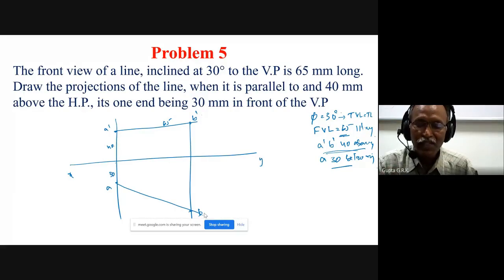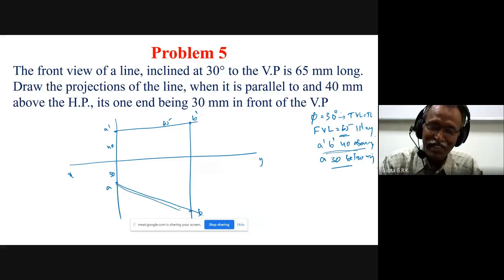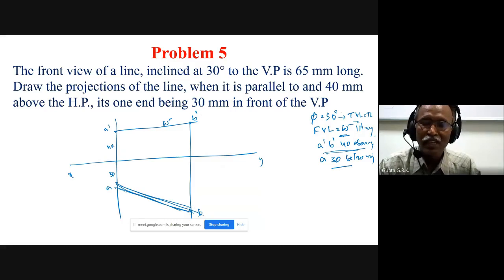What is the true length of the line? I have to measure it. This is the true length, right? Whatever top view, that is true length. Whichever is inclined, that is. And he may ask what is the angle of the line.